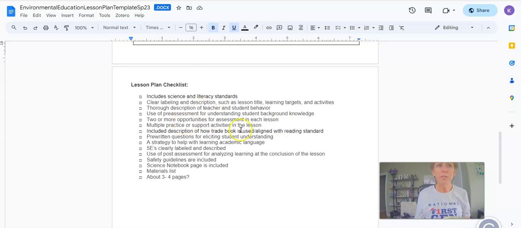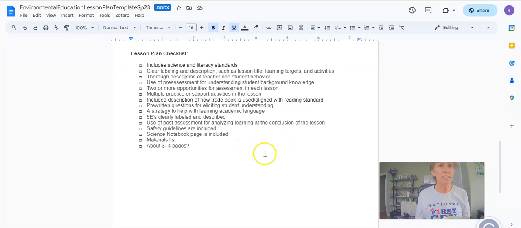Think about how you can use a pre-assessment also for understanding students' background. Remember, we talked about the probes. We saw how those might be helpful in understanding or getting students to expose their thinking about a concept. So you should have a pre-assessment listed, and it should probably be some sort of probe. You can create your own, but you can also use one of the Page Keeley ones. There should be multiple practice or support activities in the lessons.